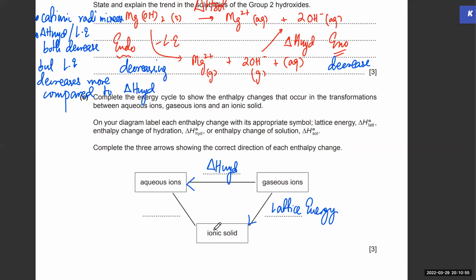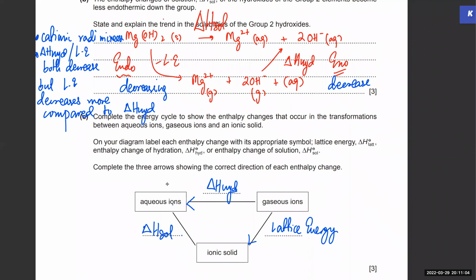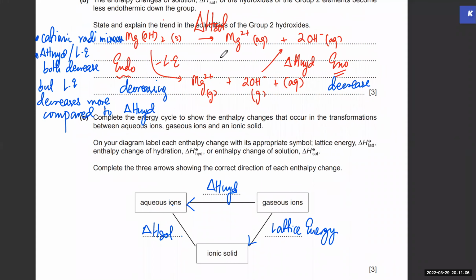And what happens when an ionic solid turns directly into aqueous ions? That's the enthalpy change of solution. Okay, so is this part clear? And remember, this question appears almost in every paper. Is that clear?